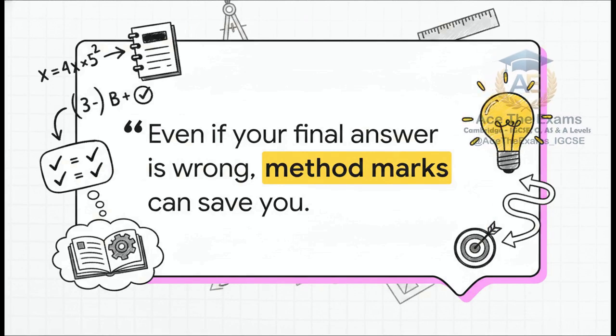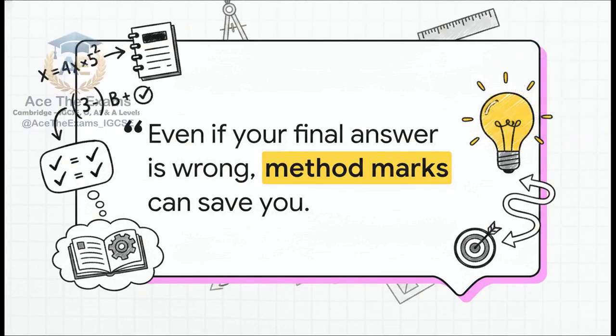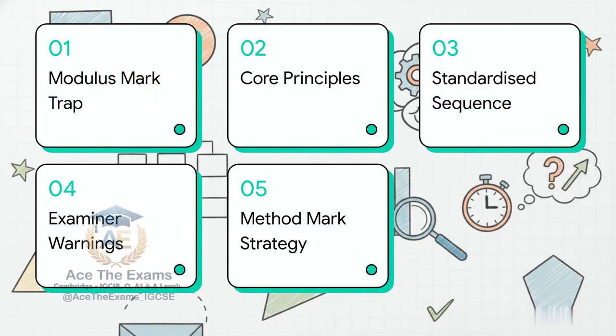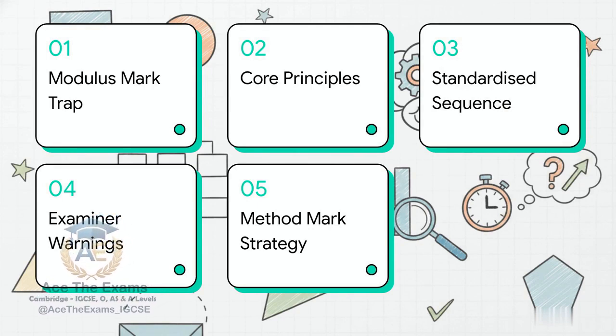This is a fundamental grading reality in Cambridge mathematics. The process matters just as much as the final answer. The examiners aren't just scanning for a correct number at the very bottom of the page. They are actively looking for a transparent, logical trail of evidence that proves exactly how you got there. Method marks are absolutely your best friend on this exam. So here's our roadmap for today to help you secure those marks. We are going to cover the modulus mark trap, the core principles, the standardized sequence, the top examiner warnings, and finally, that method mark strategy.